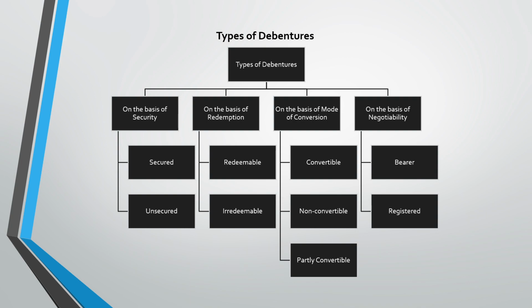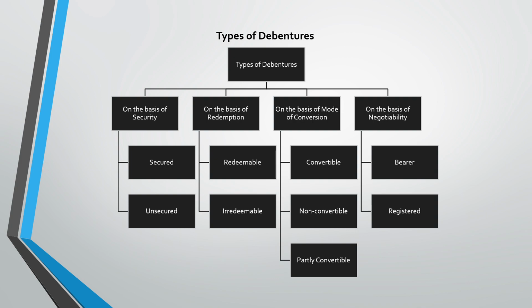Types of debentures are broadly divided into four categories: on the basis of security, on the basis of redemption, on the basis of mode of conversion, and on the basis of negotiability. On the basis of security, security means a charge, secured or unsecured. Secured debentures are those which have a charge on the assets of the company. For example, if a company defaults in payment of interest or redemption of debentures, then they can claim their amounts back by selling the assets, by taking charge of the assets of the company. Whereas unsecured debentures cannot have a charge on the assets of the company. So I hope this is clear to all.